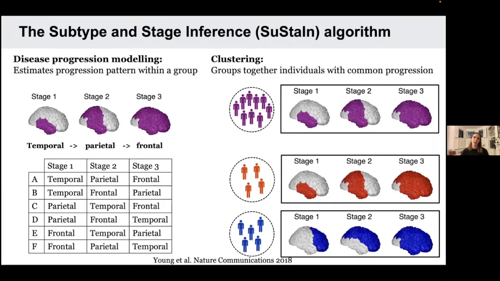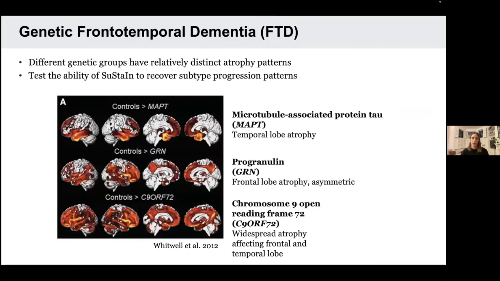And SUSTAIN then uses clustering to group together individuals with common progression patterns. So the SUSTAIN algorithm basically alternates between assigning individuals to clusters and estimating the progression pattern for individuals within that cluster until the optimal cluster assignments and the optimal progression patterns are found. So I'm going to talk about a range of different applications of SUSTAIN in different conditions.